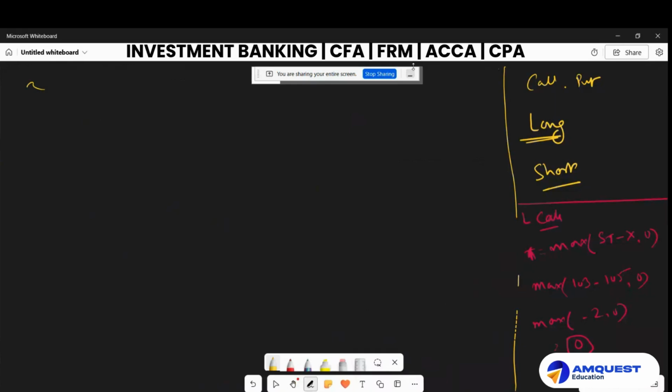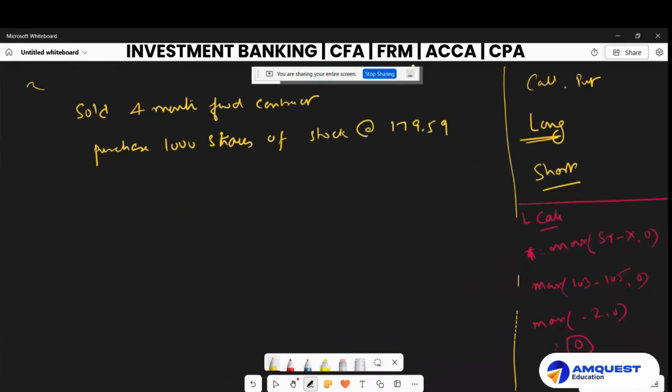Now, basically, there is a dealer who has sold a 4-month forward contract to a person who would purchase 1,000 shares of a stock at 179.59. The current share price is 179. Interest rate is 1%. And the call and the put are the same at 16.34 per share.